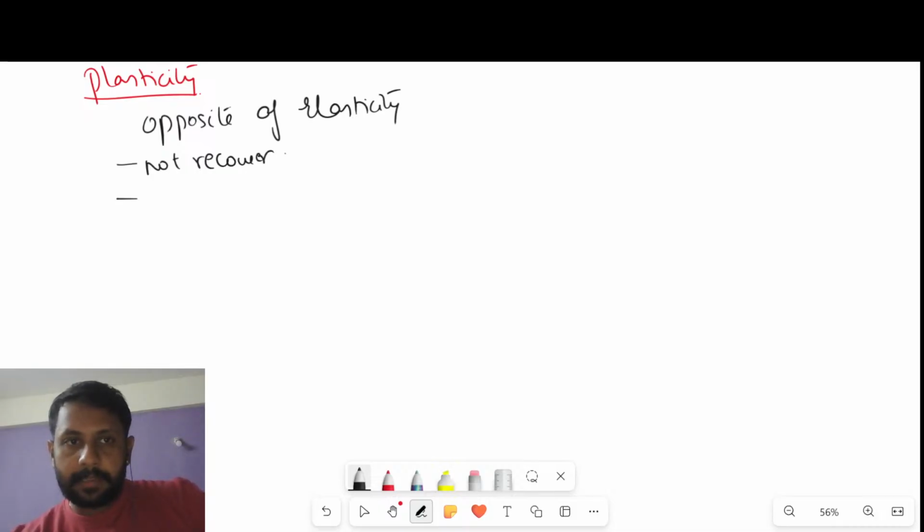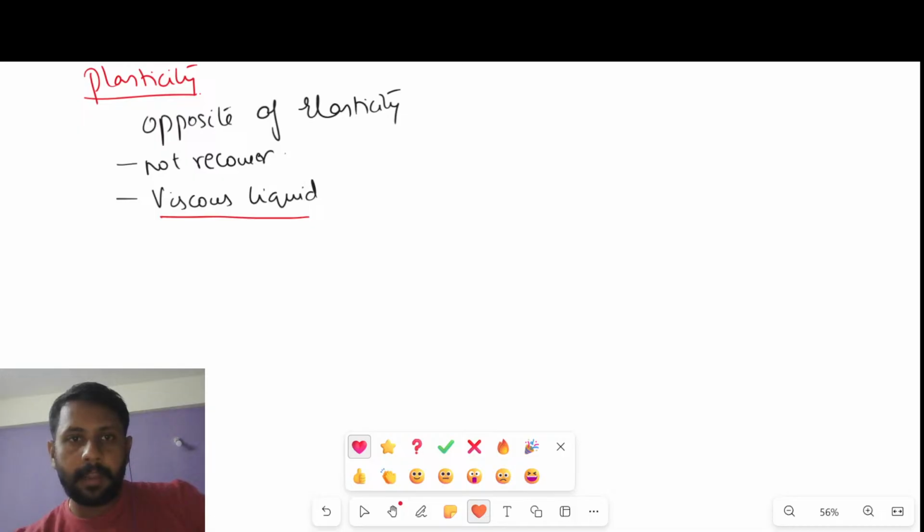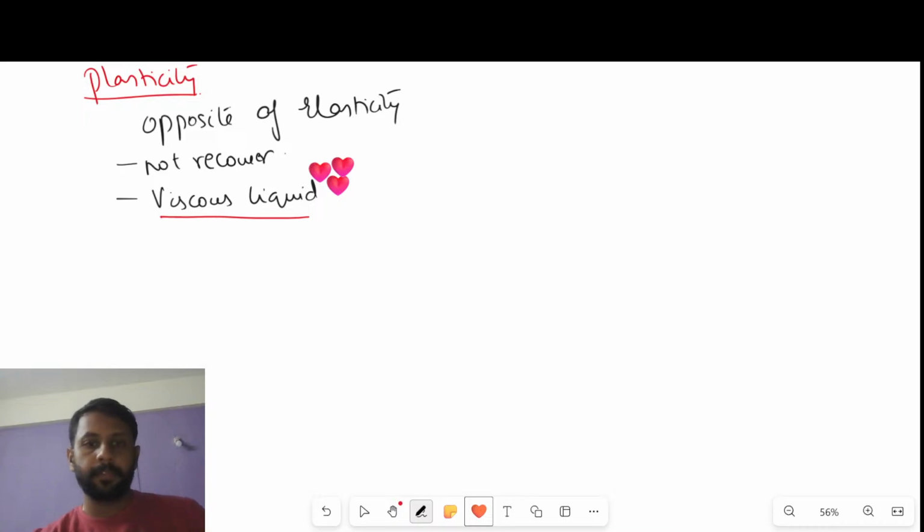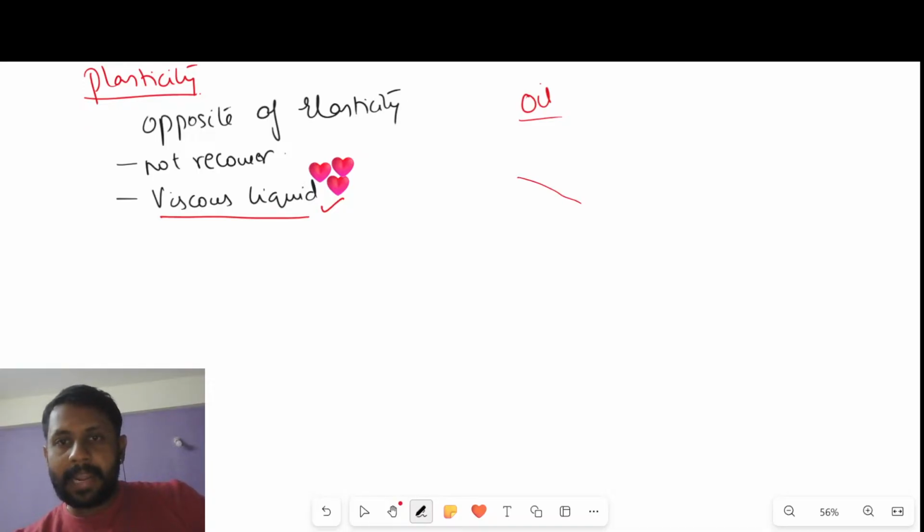They will behave like plasticity. They will behave like a viscous liquid. This is very, very important. All of you take down this. Plasticity, the material will behave like a viscous liquid. Why are we calling it a viscous liquid? What is a viscous liquid? You can take the example of oil. You take an inclined plank. You pour oil on it. What happens to the oil? The oil will start flowing.